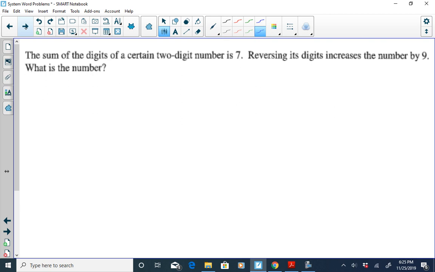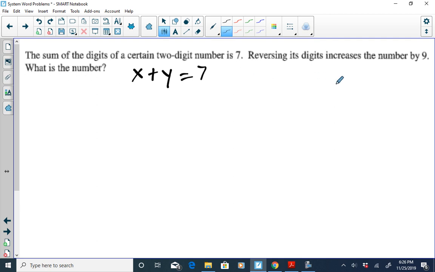This one's a little bit more complicated. It says the sum of the digits of a certain two-digit number is 7. Reversing its digits increases the number by 9. What's the number? Well, the first equation is pretty simple, right? Because the sum of the digits of a certain two-digit number is 7, we'll have x plus y is equal to 7. The sum of the digits, x and y, has to have a sum of 7.